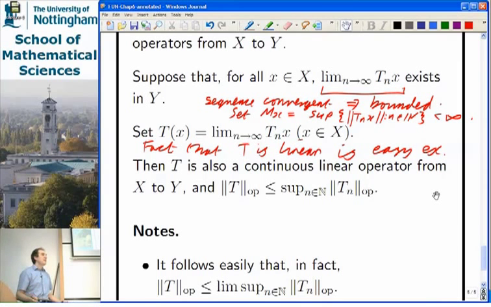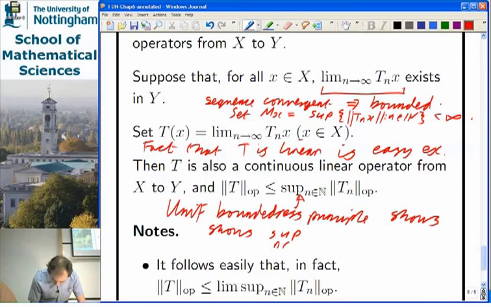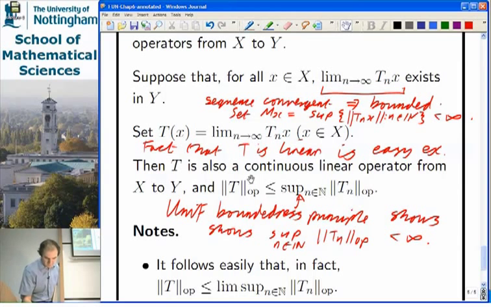Okay, and then you've got your Mx, and then that means you can apply the uniform boundedness principle. The uniform boundedness principle shows that this supremum is finite. And then once you've got that, this other bit about the operator norm of T is dead easy. That's immediate because it's just the limit of these things, and you've got a global bound on how big those things can be. So that's an immediate consequence.